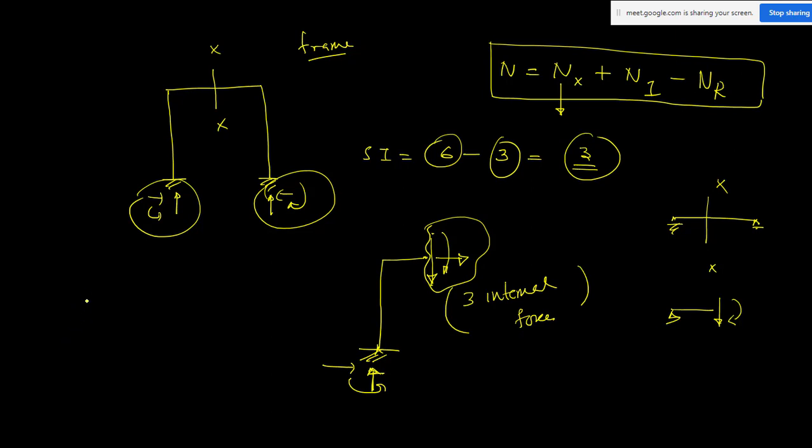But if you have one more story like this, again, what is the static indeterminacy of this structure? Now it will become a little complicated. That is why I want you to try to understand this method completely. If you understand this equation completely, you can solve all these questions. You can solve any difficult question without thinking much.